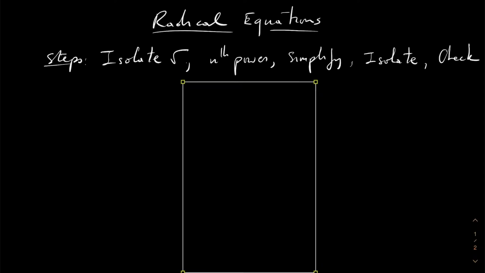All right, let me give you the first example here. You're going to have the square root of 3x plus 18 equals x. The first step here is to isolate the radical. And as you can see, the radical is already on one side of our equation.